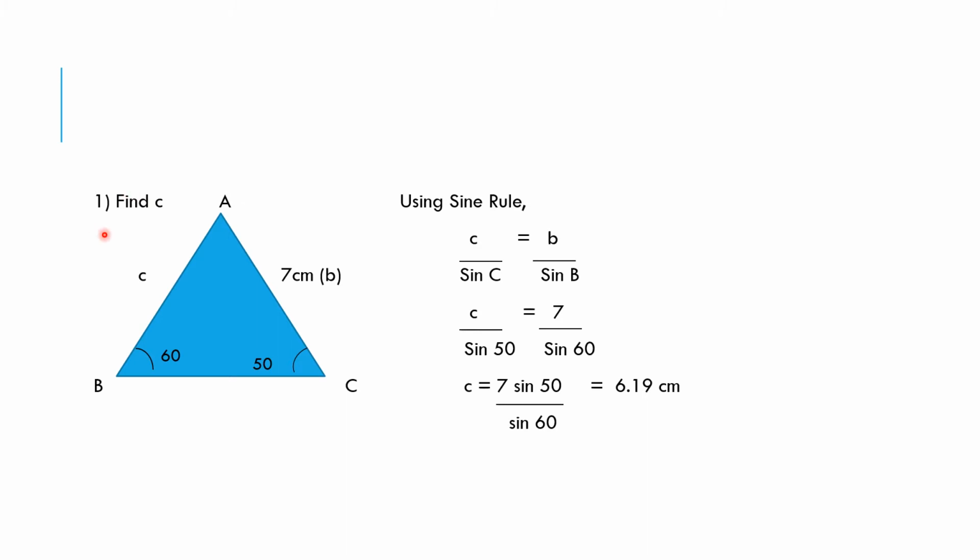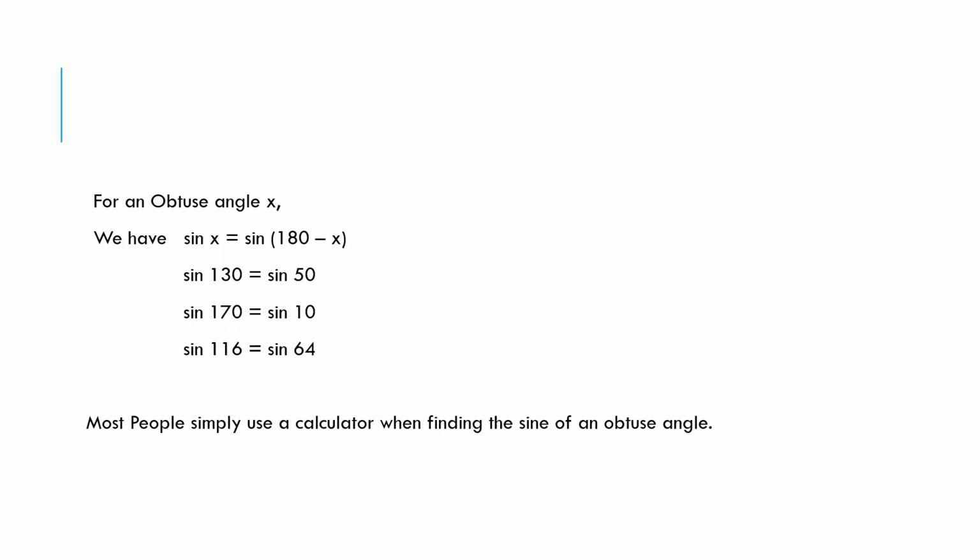Okay, let's have a look at an example or a question. Find C. In the triangle ABC, the side C is unknown, angle A is not important, angle B is 60, angle C is 50 and the side B is 7 centimeters. So using the sine rule, we use this formula since we have to find the side C. So C over sine C is equal to B over sine B. C over sine 50 is equal to 7 over sine 60. That means C is equal to 7 sine 50 over sine 60. That is equal to 6.19 centimeters. Let's move on to the next slide.